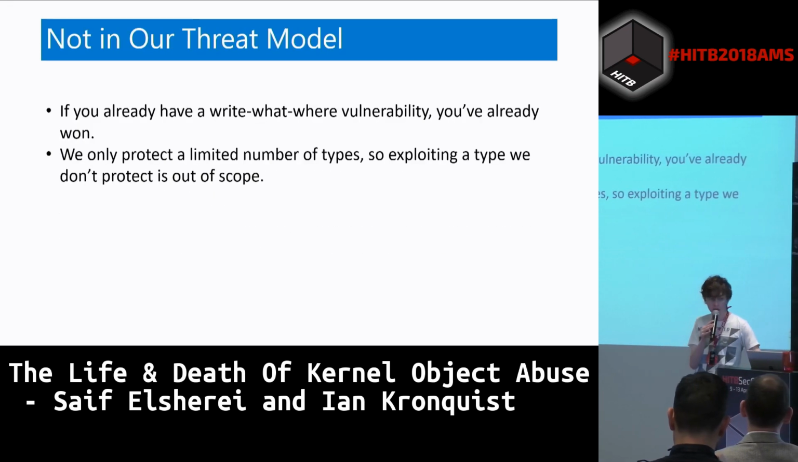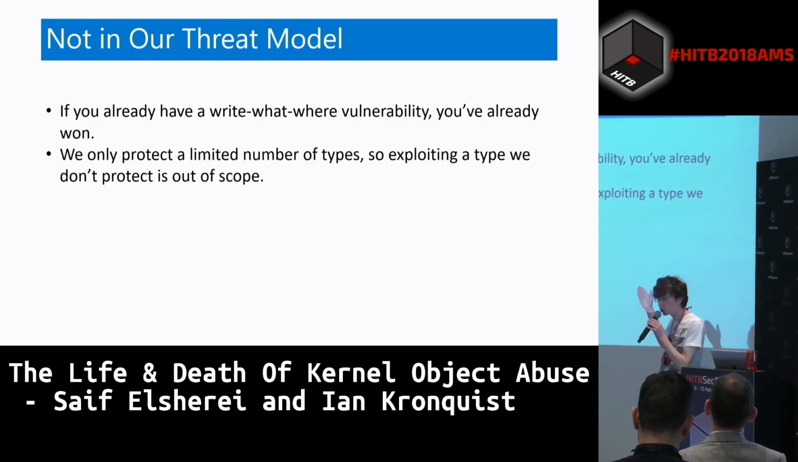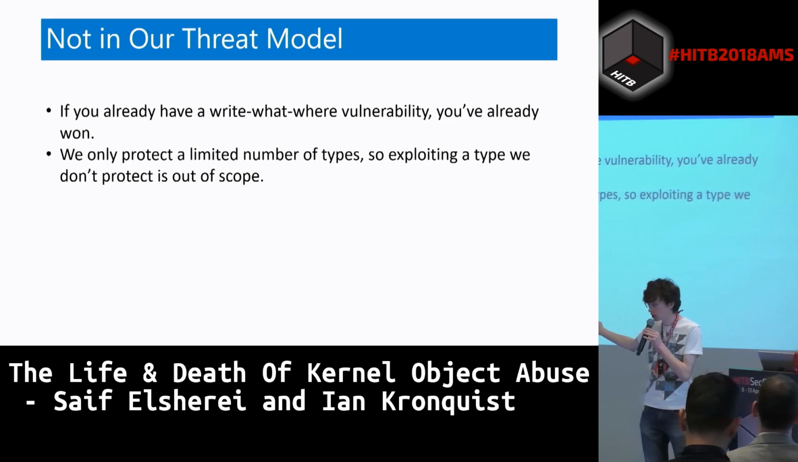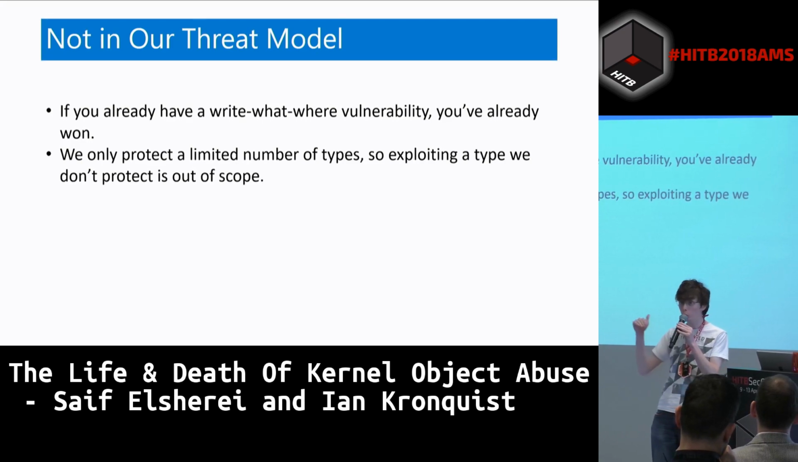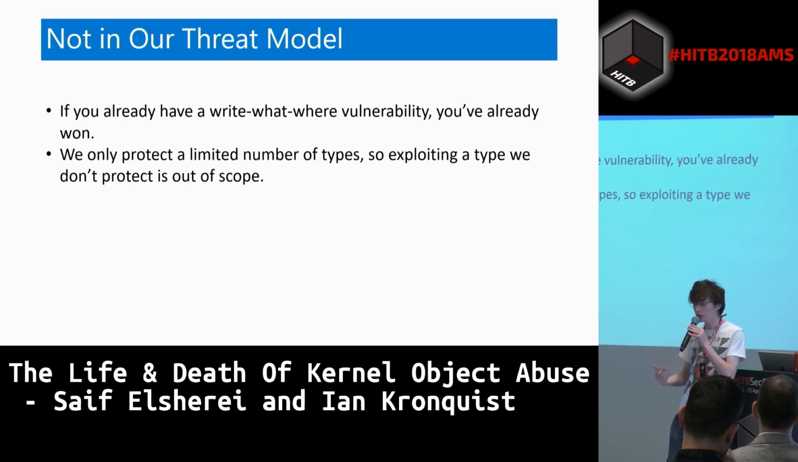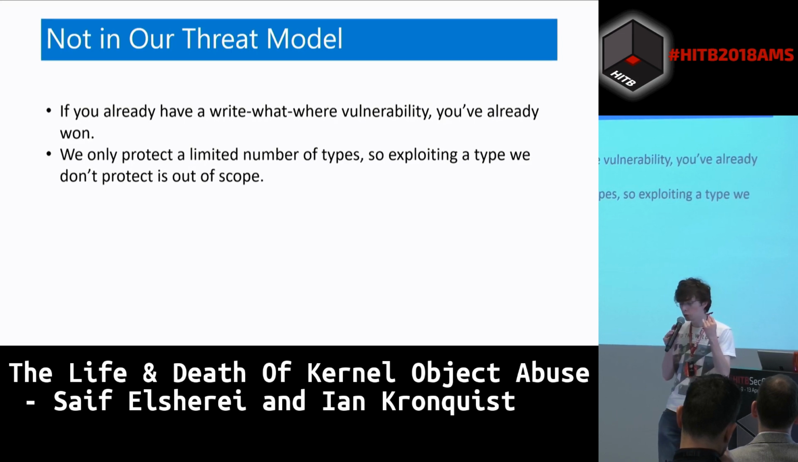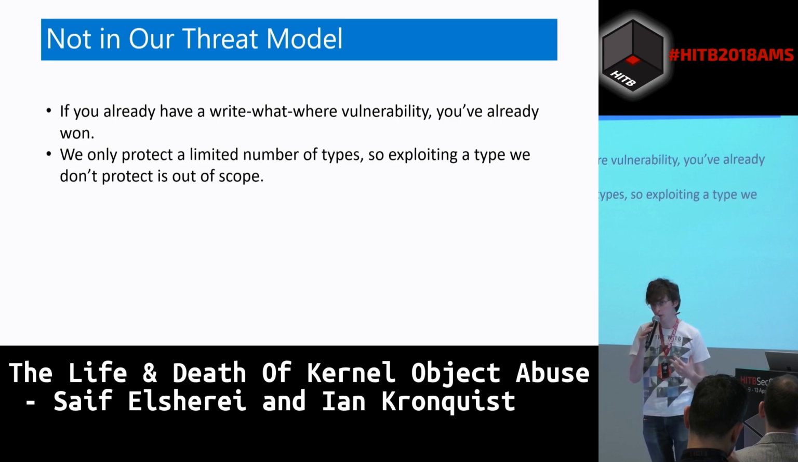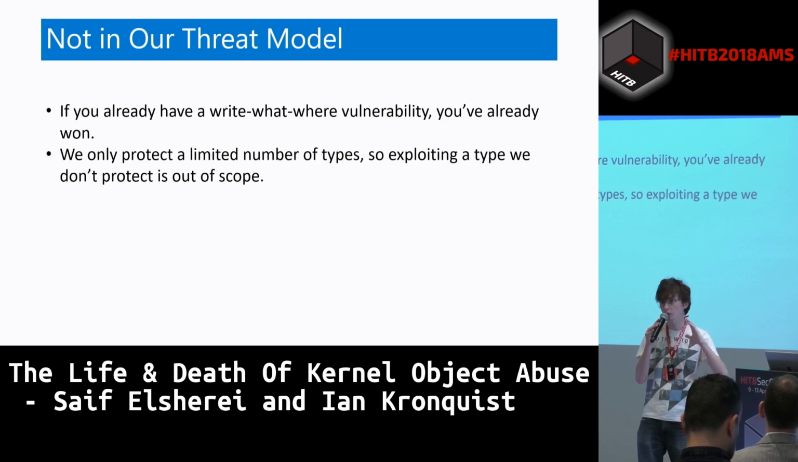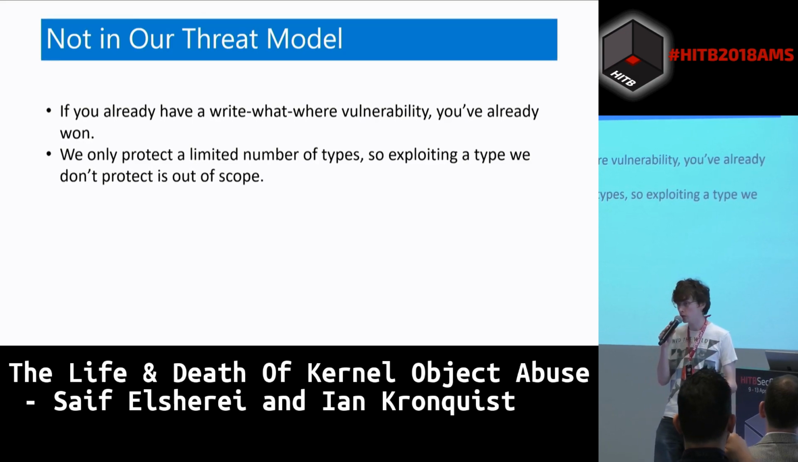Now, not in our threat model is, like I said, if you already have a write-where vulnerability, you've already won. We can't stop you. You can modify our data structures. You can modify more important kernel data structures. And for a variety of reasons, we only protect a limited number of types. We only protect some types because we wanted to roll this out incrementally. Microsoft's a big organization. We couldn't risk turning it on everywhere and then finding there was a regression for one obscure type, which is only used in a couple places in the code base.